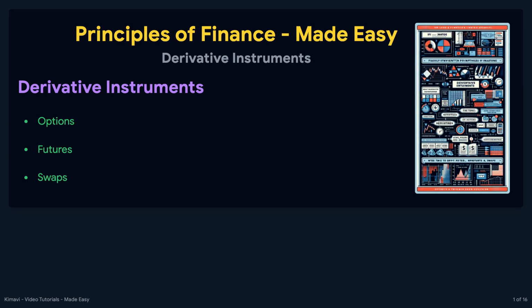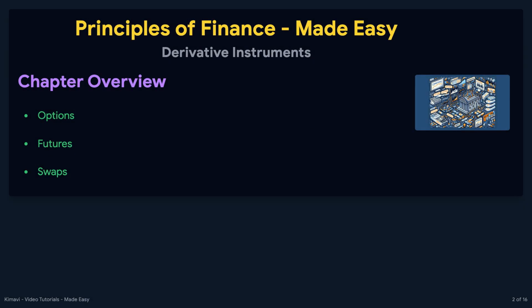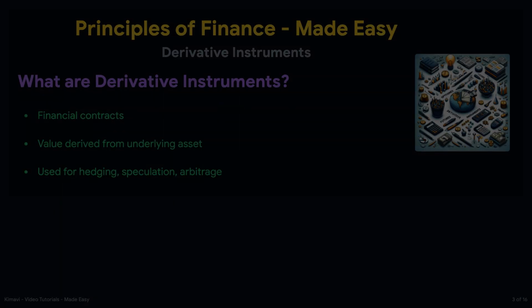Welcome to the chapter on derivative instruments. Understanding these financial contracts is essential for anyone pursuing a career in finance. In this chapter, we will cover options, futures, and swaps. These are the primary types of derivative instruments used in finance.